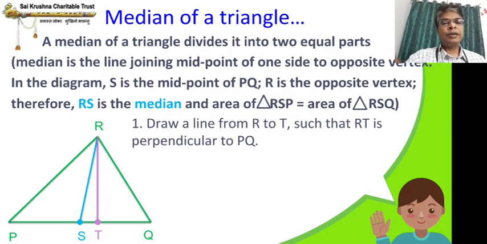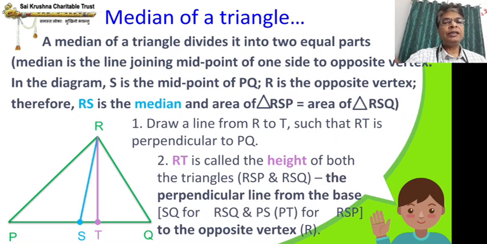Now RT is perpendicular to PQ. So immediately, if a perpendicular is drawn from the base, you will know what that is. We discussed it in the earlier part. Yes, it is the height of the triangle. RT is called the height of both the triangles.